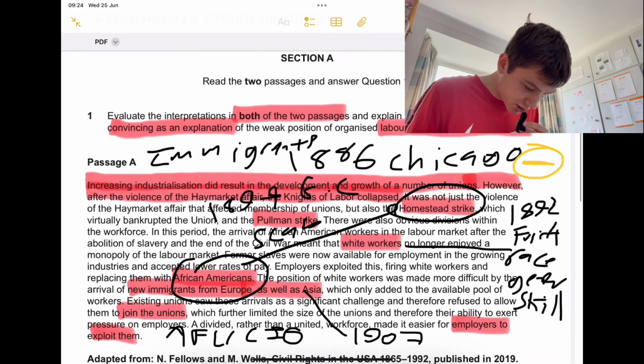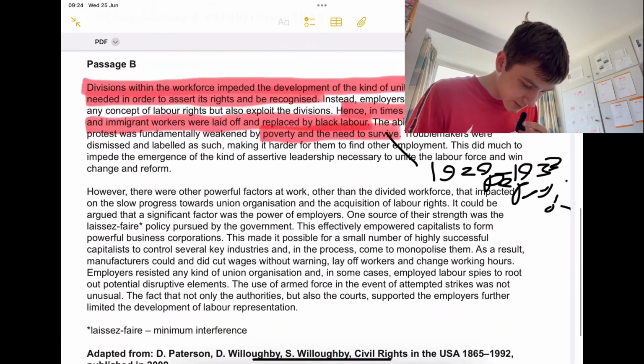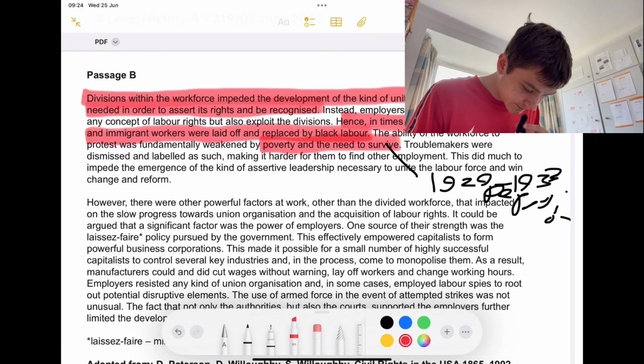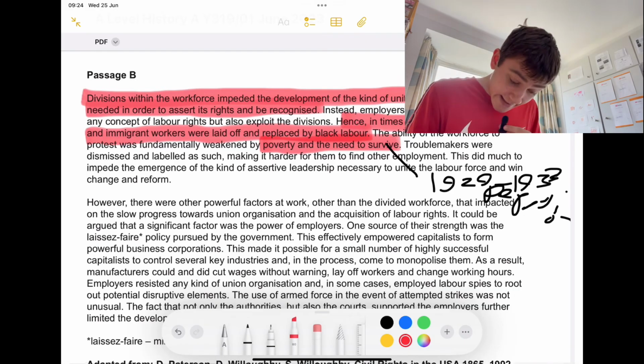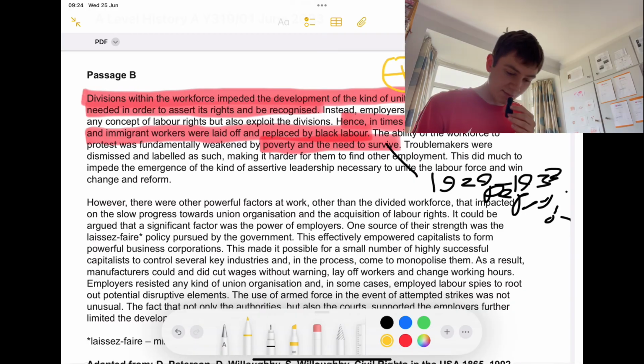Just looking back at the question: weak position of organised labour. Okay, got it. Yeah, this one's a bit more evaluative. I think this one is more convincing because it talks about both positives and negatives, and the view of not just the employees themselves, but also the employers.